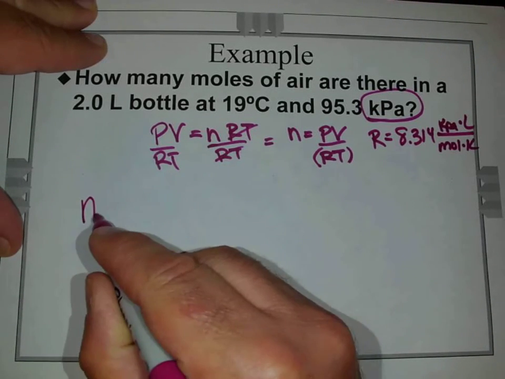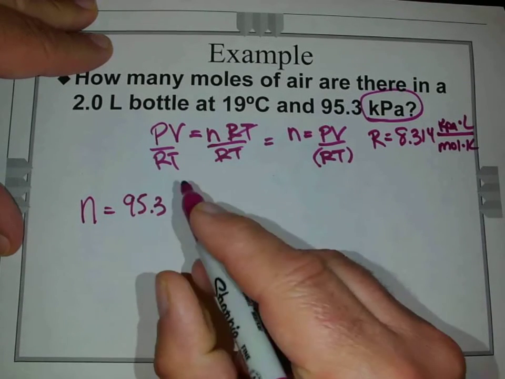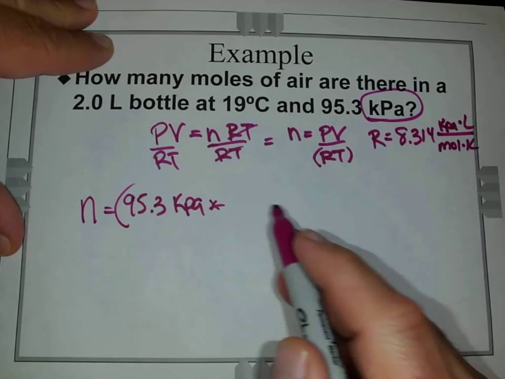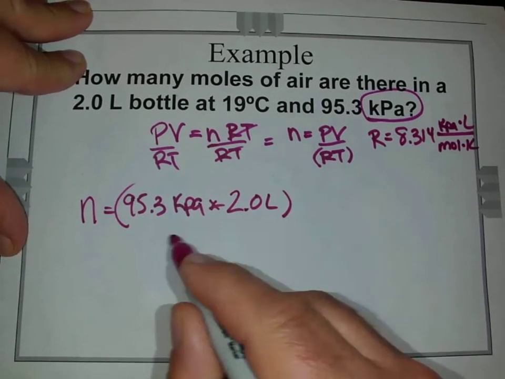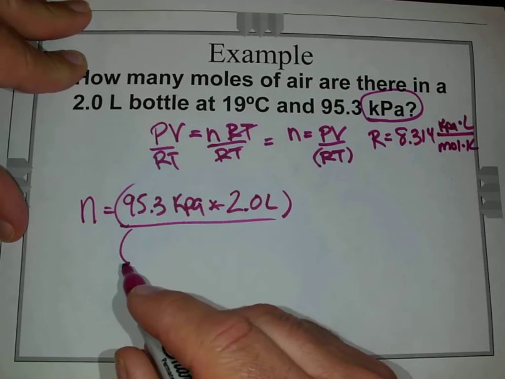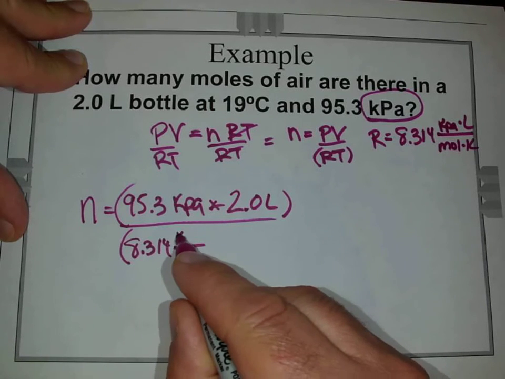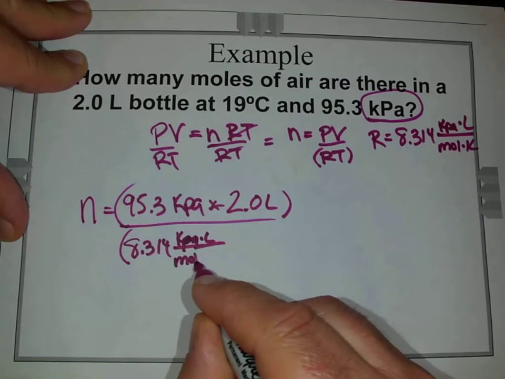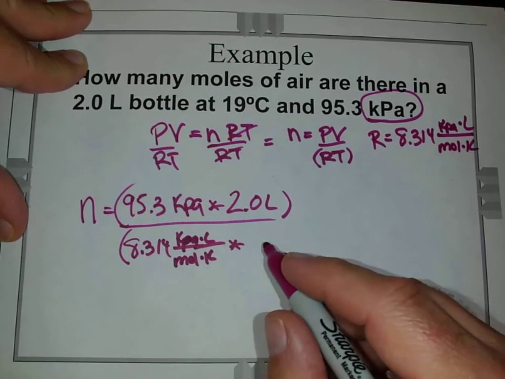So, plugging this in, the pressure we have is 95.3 kPa times V, which is 2 liters, over R. Since we're using a kPa value, we have to use 8.314 kPa times liters over mole K. And yes, you have to put it in. It's not my rule, it's how it works.